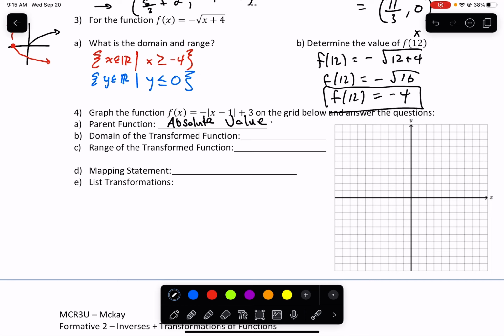You could probably actually do the domain and range of this, just like we did in the last question. But we'll graph it first, and then that'll at least help you see the picture. So the red graph, the base graph, is the absolute value graph. So it's going to be that V shape. That is f of x is equal to the absolute value of x.